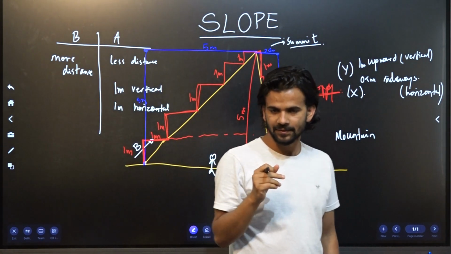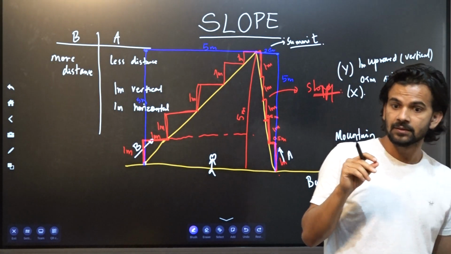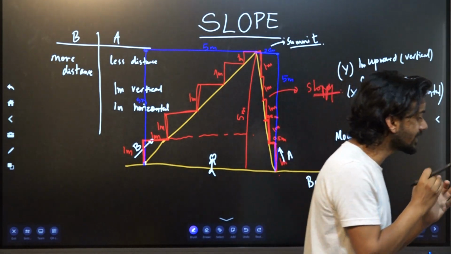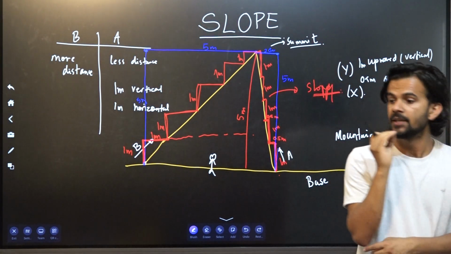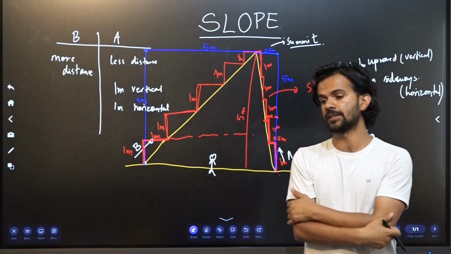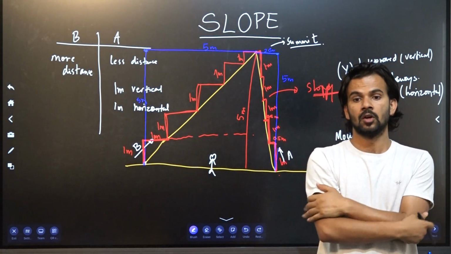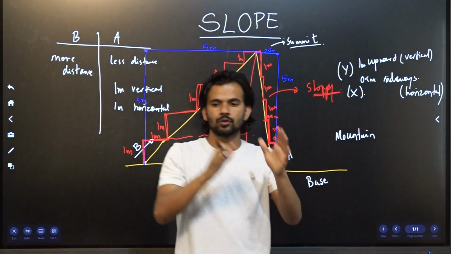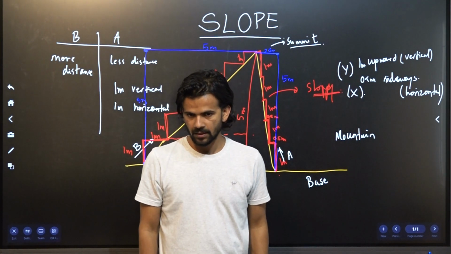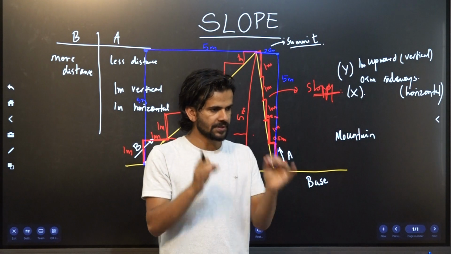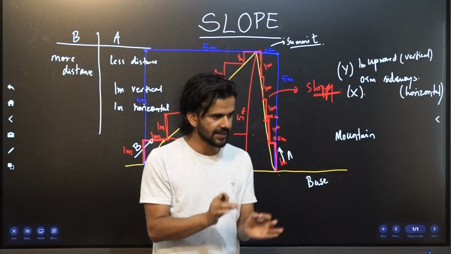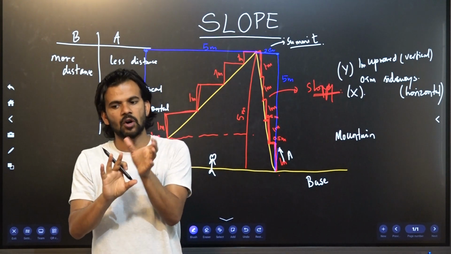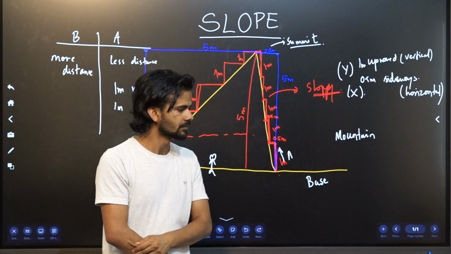What's the difference? The vertical distance is the same, but to cover the same vertical distance, you are covering more horizontal distance. You are covering more of horizontal distance. So, if you have two lines, and if you want to understand the slope, you need to check to cover how much vertical distance, how much horizontal distance you have to cover.